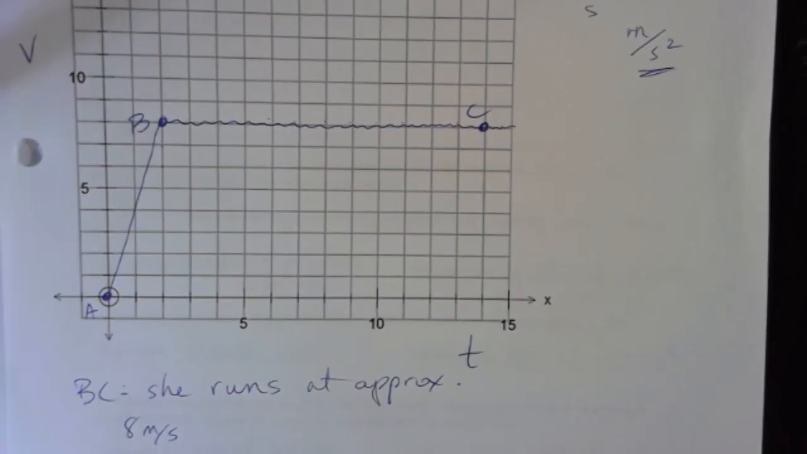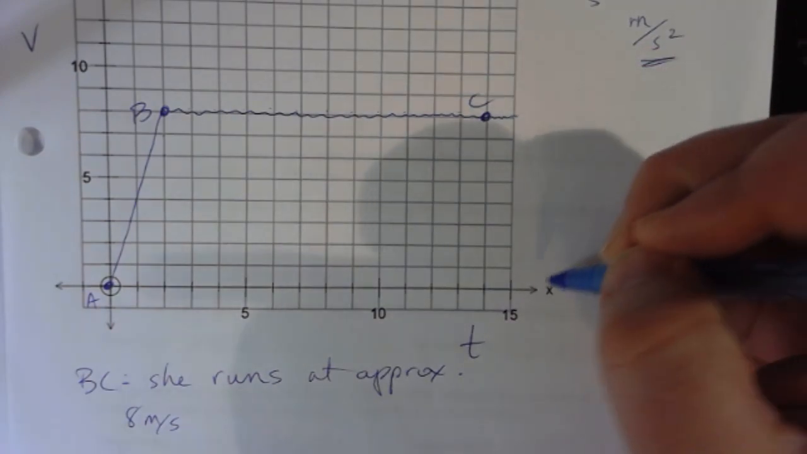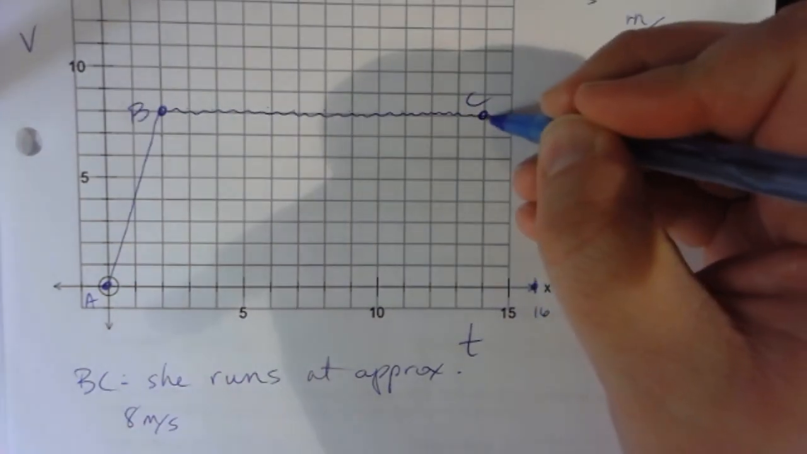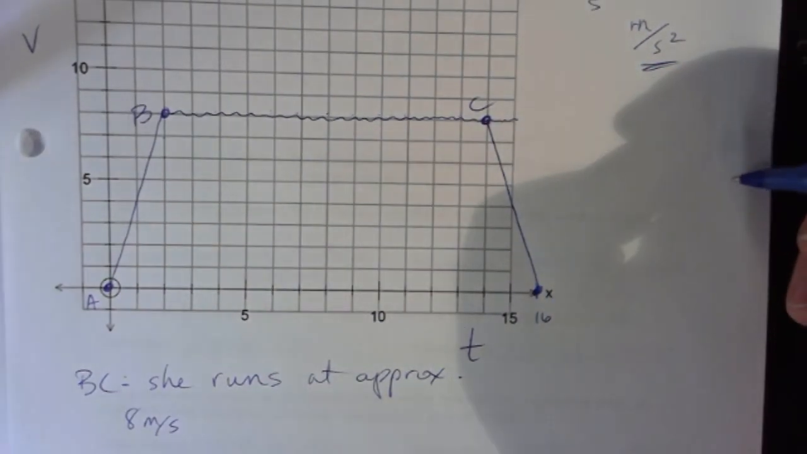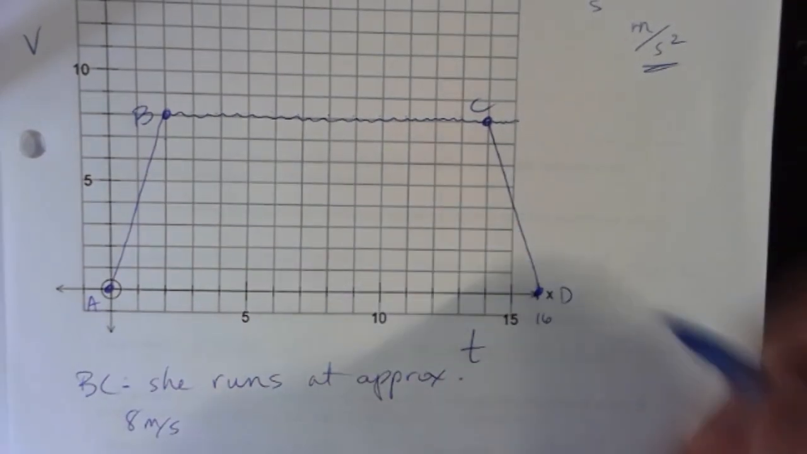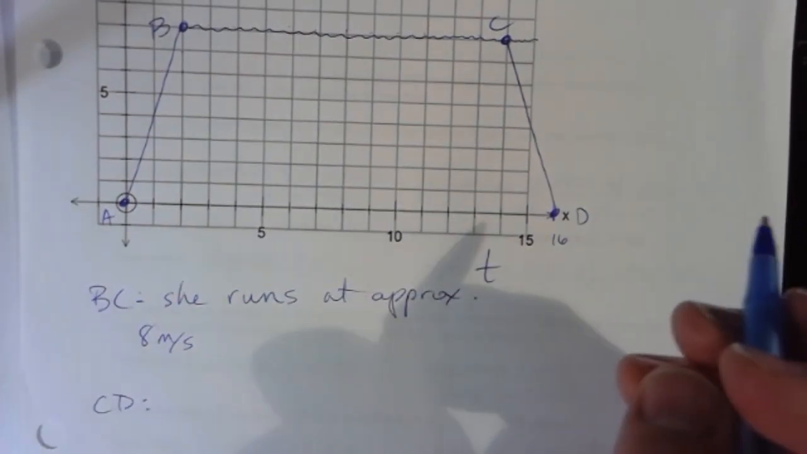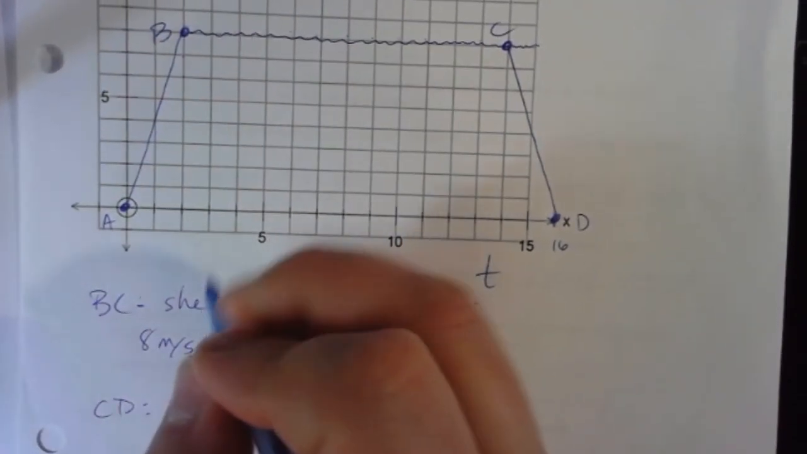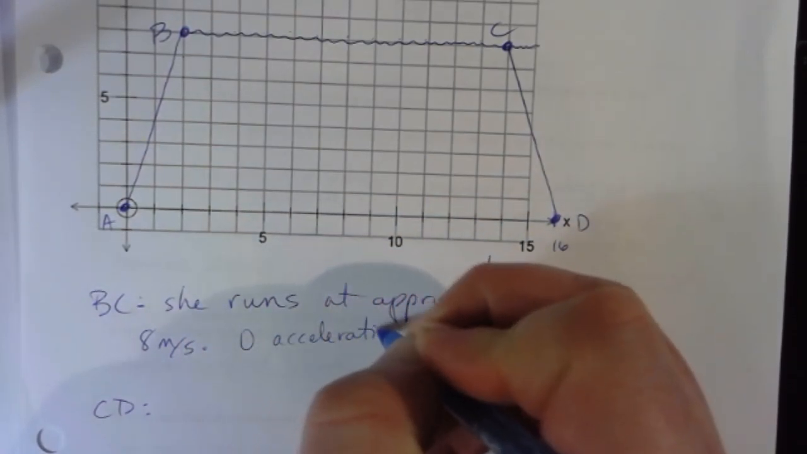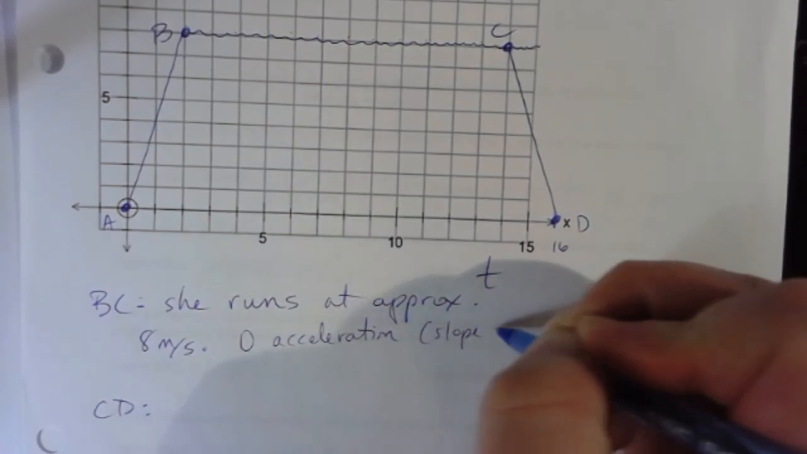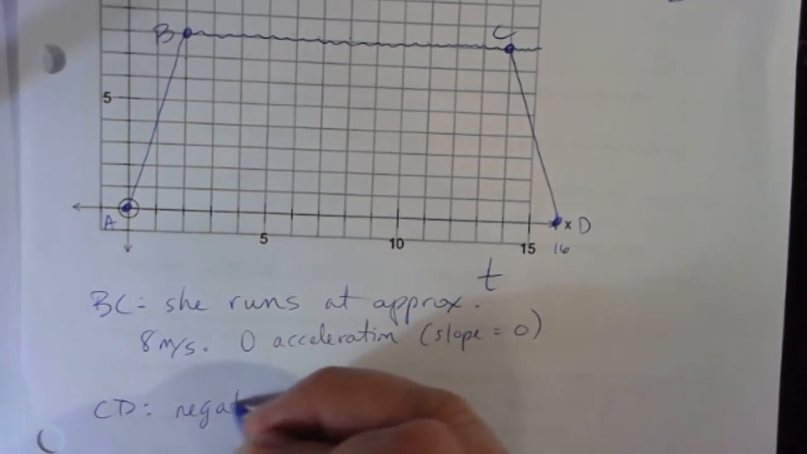Okay, and then for the last part, she slows down to a stop in 2 seconds. So that means we have to go to a point that's 16 here, and she goes right down to there. And I'll assume that she slowed down at a constant speed. So from C to D, I should maybe go back to BC here and say that, of course, she has 0 acceleration. And that's why the slope is equal to 0. And from C to D, you have a negative acceleration.